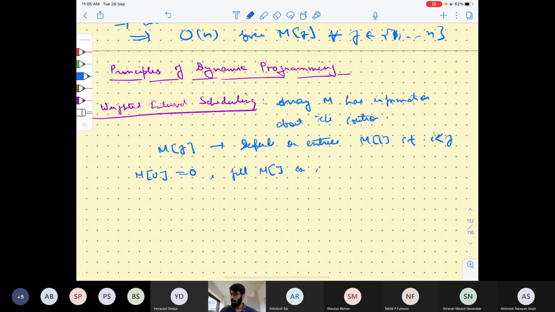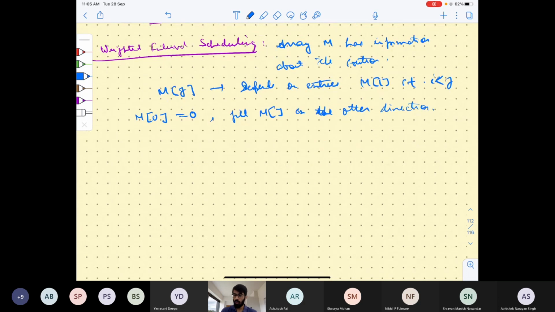increasing order, in the other direction. Instead of starting from Mn and then coming down, we fill it from the other direction. And then the algorithm becomes very easy. Let's call it iterative compute opt. So instead of the recursion, we are going to do the iterative version now. And what will it do?